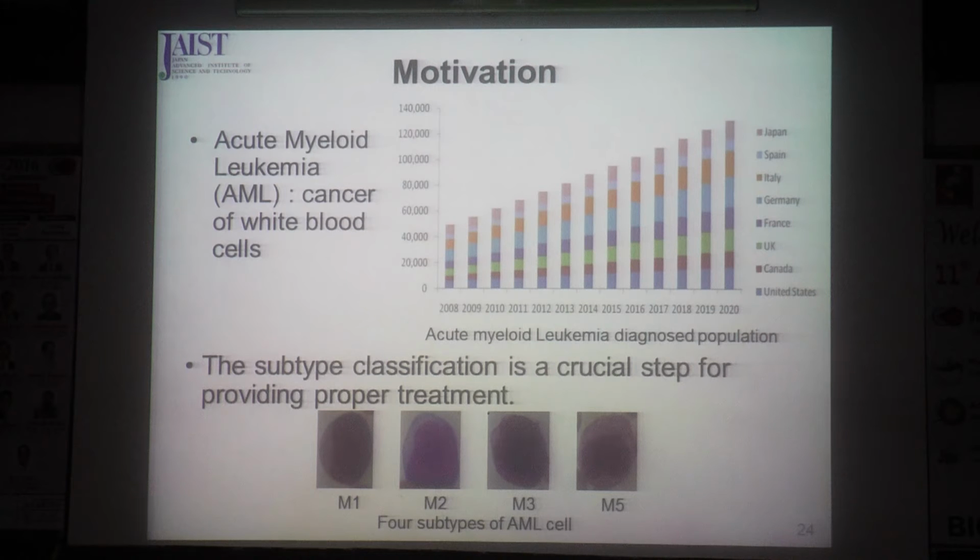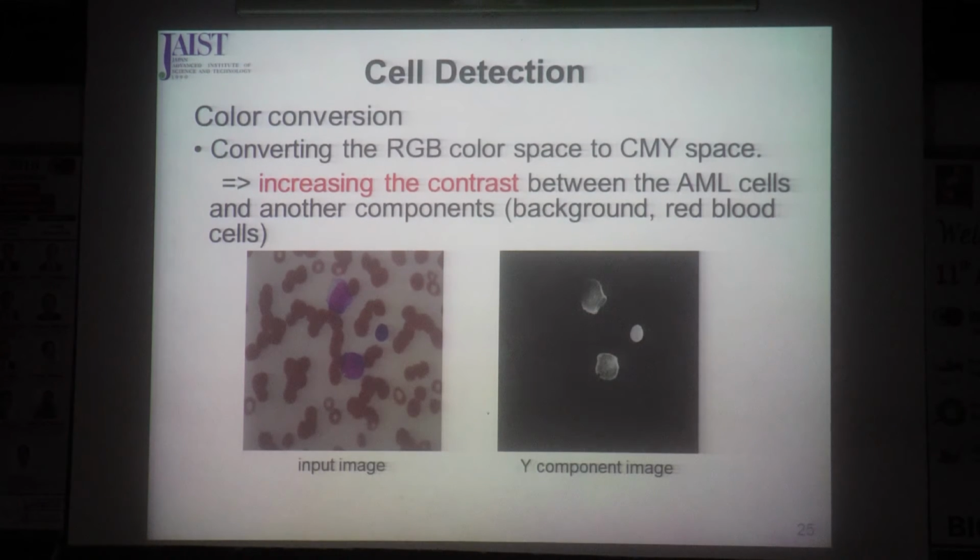So the matter is how we can detect and classify such white blood cells automatically with the aid of image processing. So the first thing we should do is to detect white blood cells like this from the blood image. So what we do is to convert the color representation from RGB to CMY color space to emphasize the difference of the color between red blood cells and white blood cells. And this is the result of taking the white component to emphasize the existence of white blood cells.